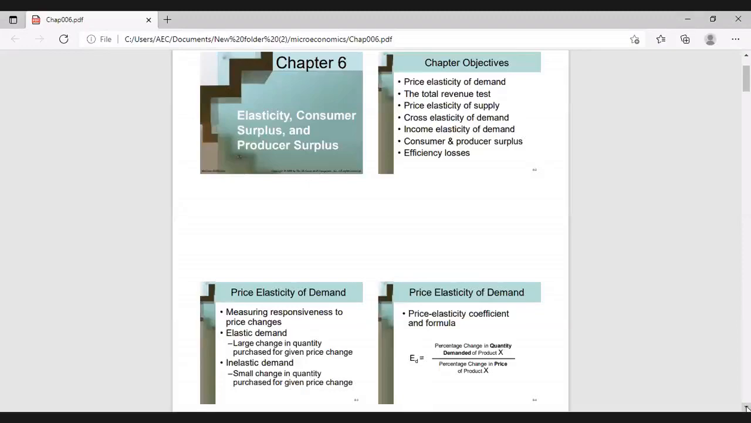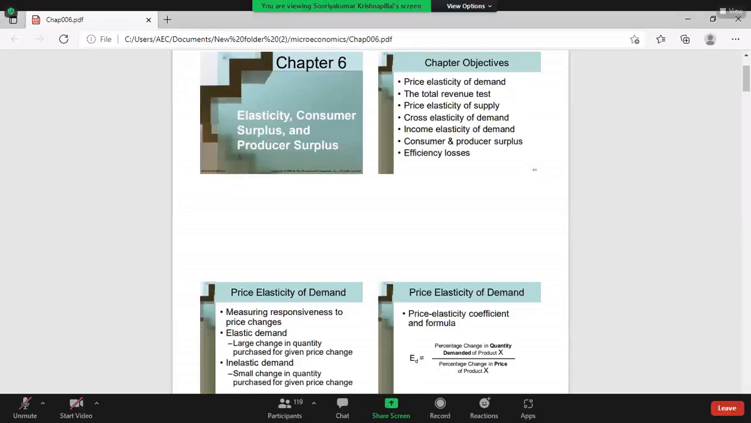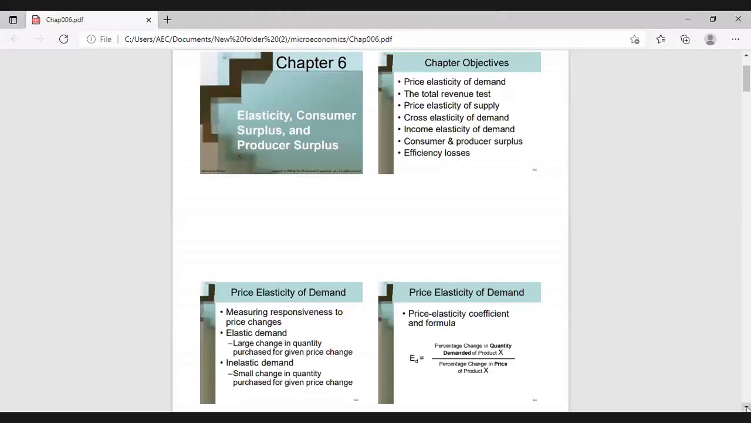For quantity also, we measure the same way, so there also we will have a problem. If quantity changes from 10 to 20, the change is 10, the initial quantity is 10, so it is a 100% change. But when we decrease from 20 to 10, the change is 10, but the initial quantity is 20, so 50%.